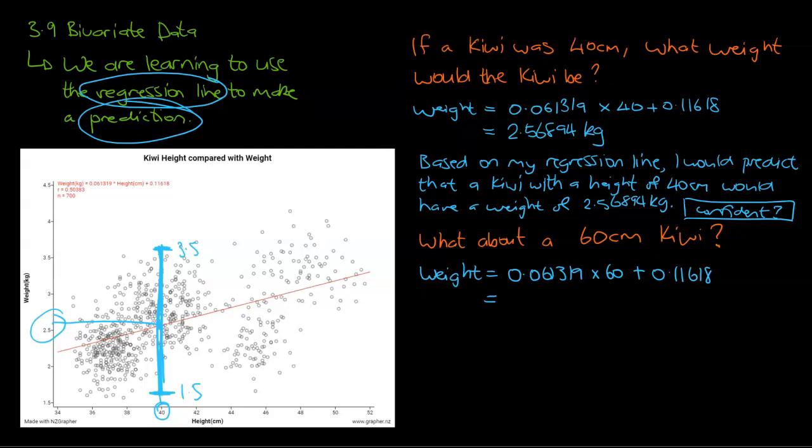0 point something. So I've clearly made a mistake. I've done times 6, so let's just times that by 10. There we go. So I'm getting 4.8 kilos. That's quite a lot bigger than my previous prediction. So 4.84094 kilograms. So big Kiwi, and I guess that makes sense because it is a lot bigger. The graph goes up to 52, so it's a lot bigger than all the ones in the graph.